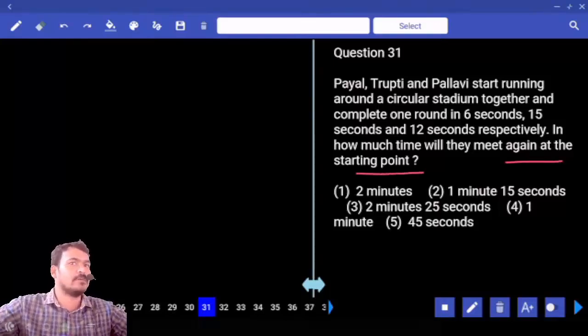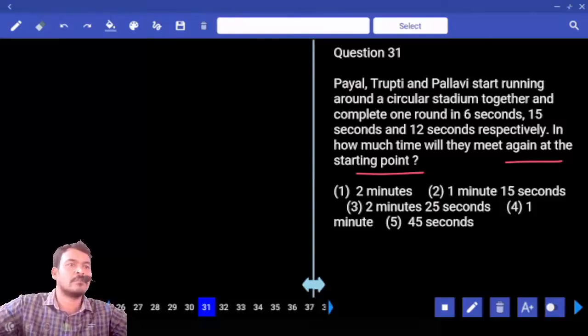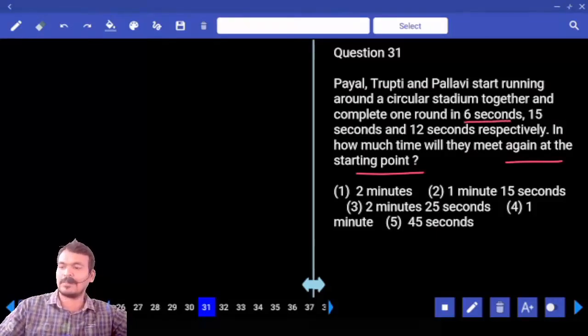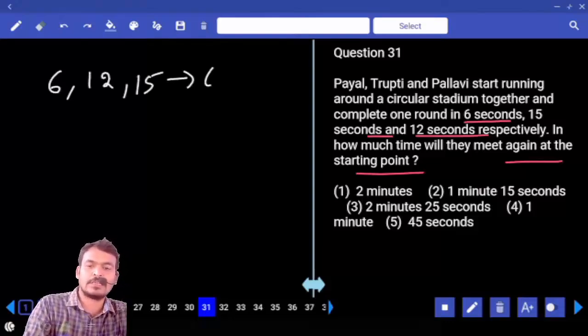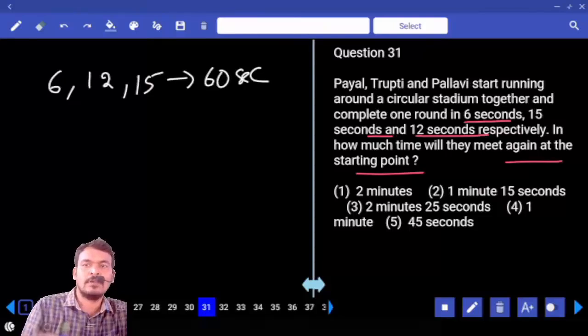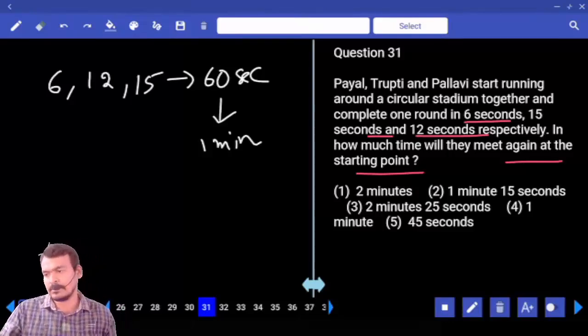Nothing but we require the starting point, common time. Common time means common multiple. What is the common multiple of 6 seconds, 15 seconds and 12 seconds? What is the LCM of 6, 12, 15? 60 seconds. 60 seconds means how many minutes? 1 minute. That is the answer.